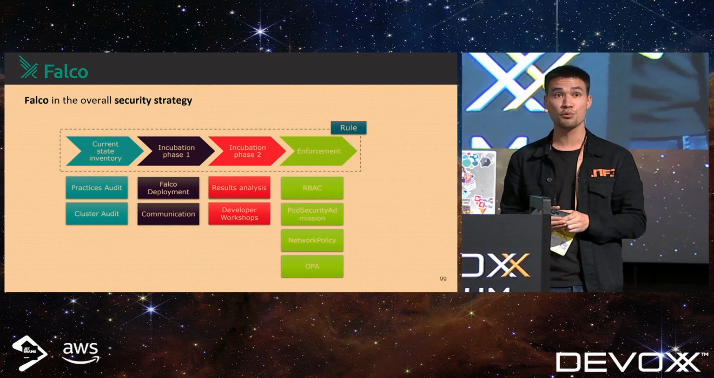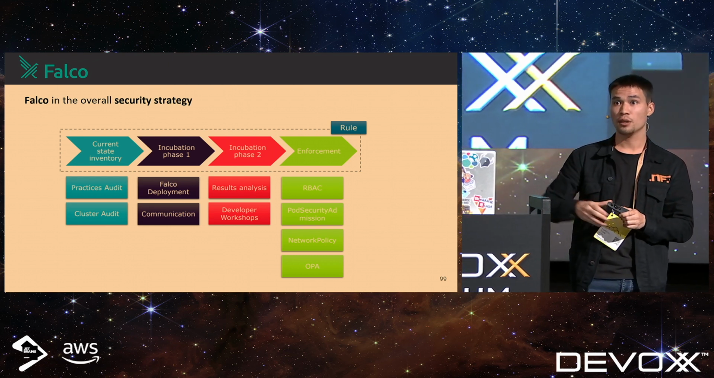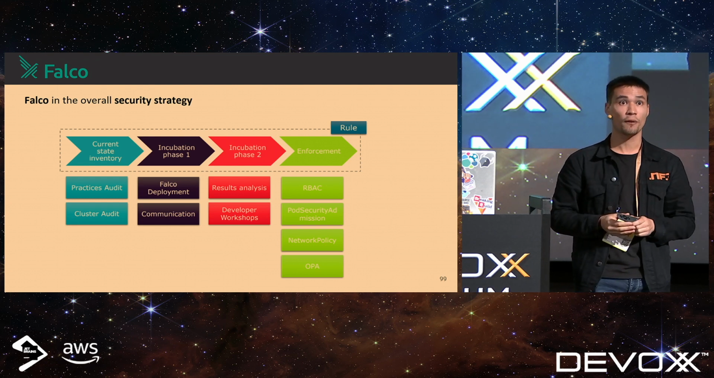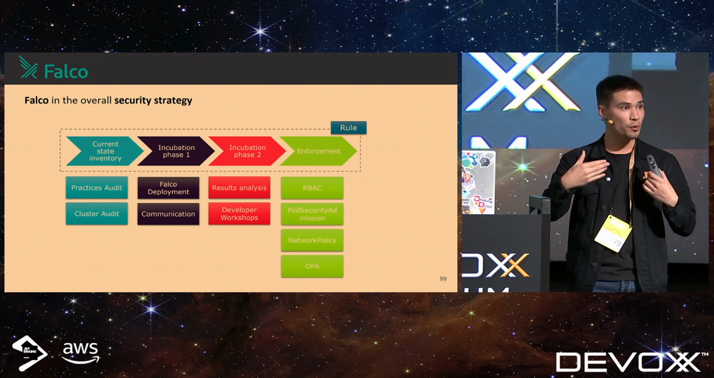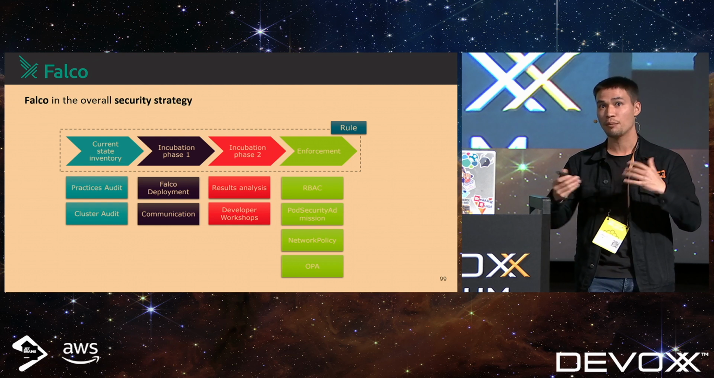We can also, of course, use OPA, right? We have identified a set of behaviors thanks to Falco. Now we need to solve them to make sure they're not happening again.